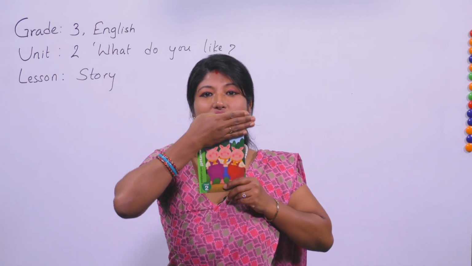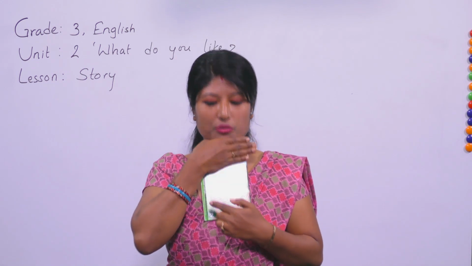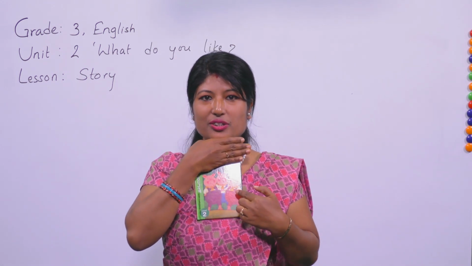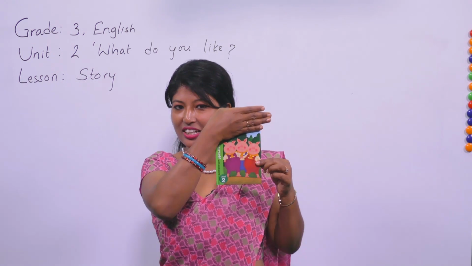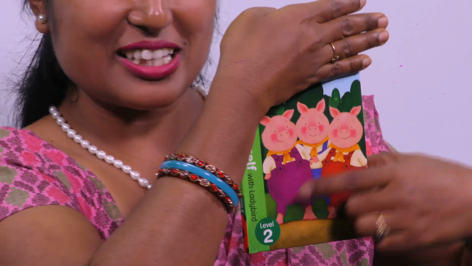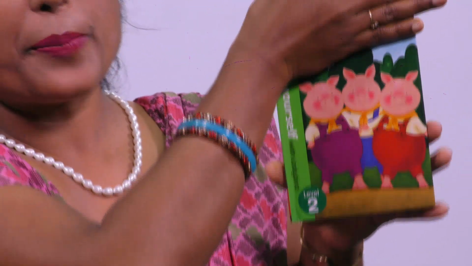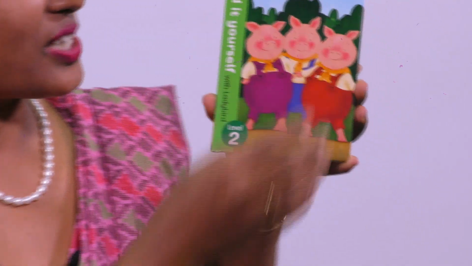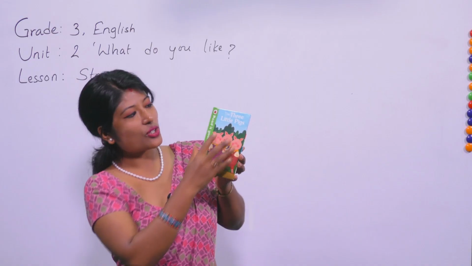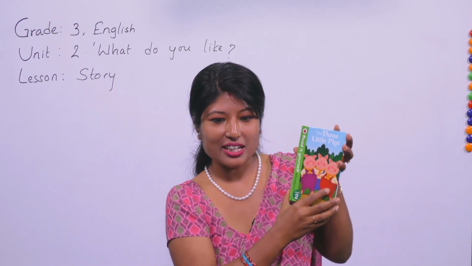Can you see this picture? Alright, what can you see? 1, 2, 3. Oink, oink, oink is the sound produced by these 3 animals. So, who are these animals? Pigs. Okay, obviously pigs. So, the story is of the 3 little pigs. Do you want to hear the story? Okay, I'm going to tell you this story today.